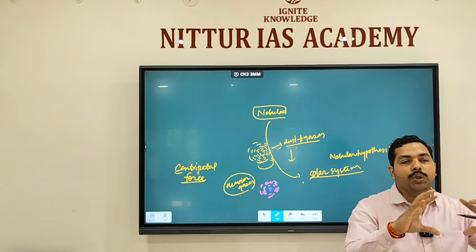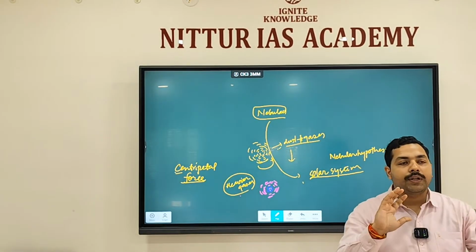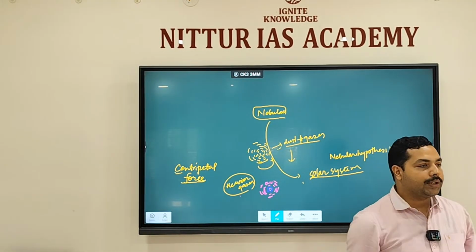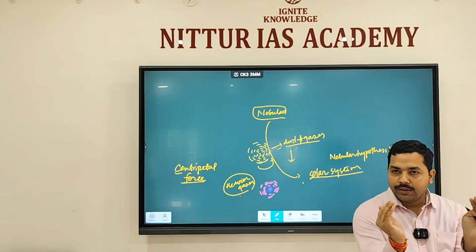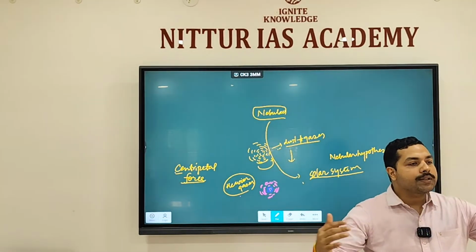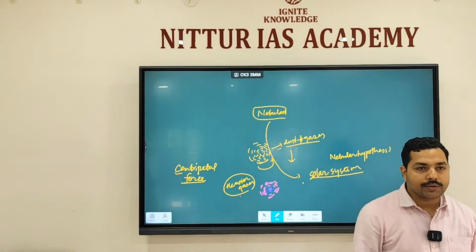So the nebular hypothesis is saying that when this nebula is rotating, what will happen? All the heavier part is accumulated near the center, and the lighter parts are moving away. Clear? Any doubt regarding that?